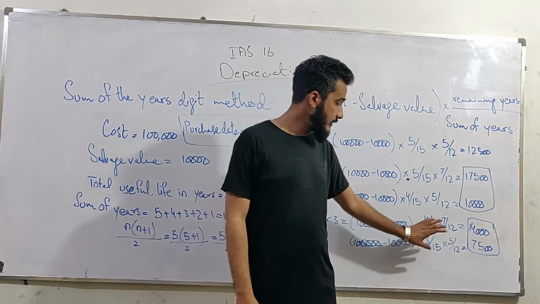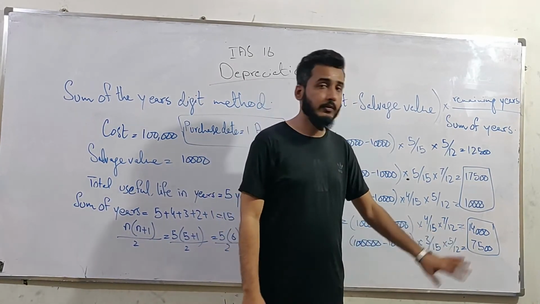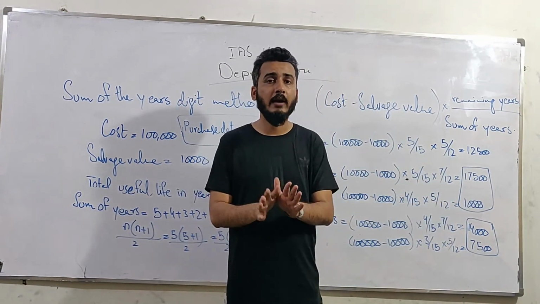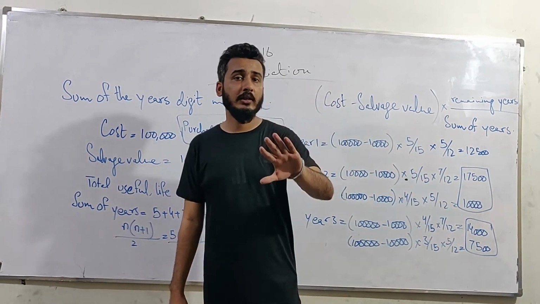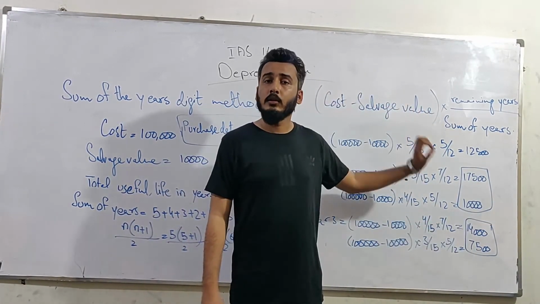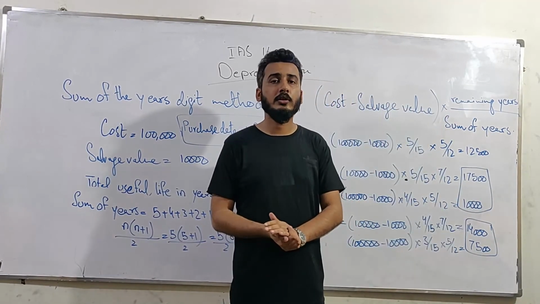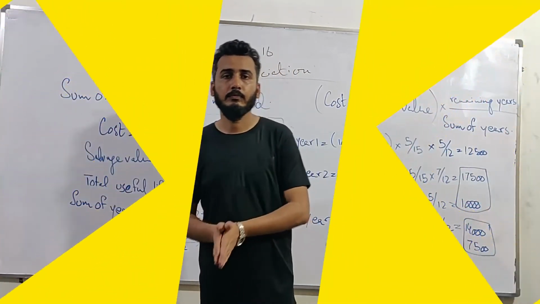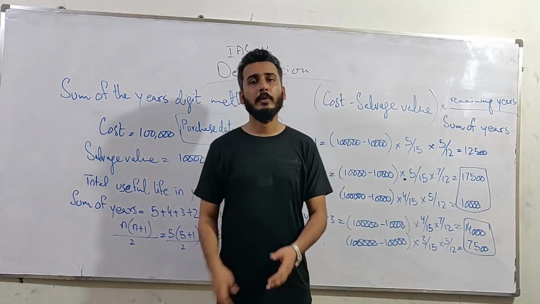So 100,000 minus 10,000 multiplied by 3 over 15 and multiplied by 5 over 12. Why so? Because this year has only 5 months in it. Therefore, we are just calculating the depreciation for 5 months in this year, and this depreciation shall be accounted for as the third year's depreciation. Okay, this was all about the sum of year digits method and the depreciation topic as well.